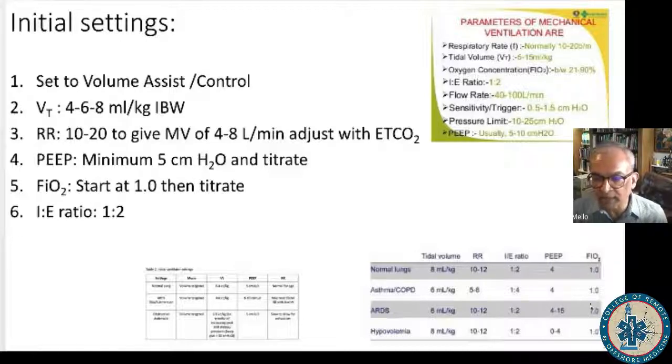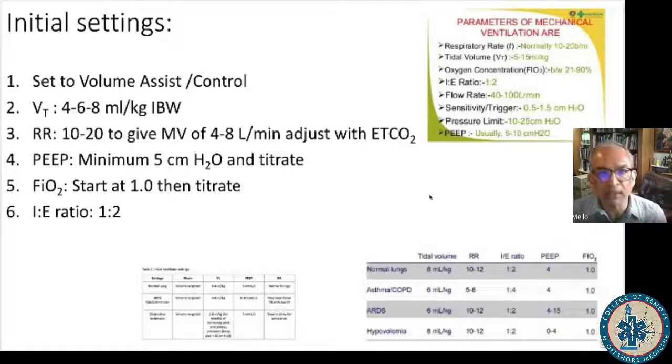And in an emergency, the highest FiO2 is 1. But remember, keeping patients with a high inspired oxygen concentration also has its issues, and this includes free radical oxygen formations, and these will damage the lungs and give you acute lung injury.